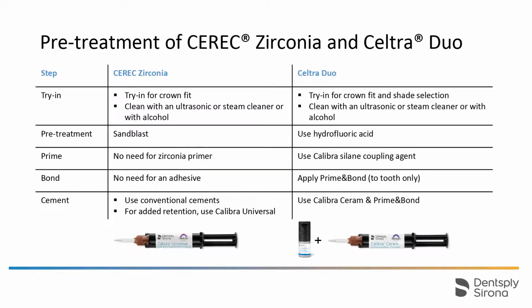This table once again shows an overview of what has been learned. Celtra Duo, a silicate or glass ceramic, should be etched, silanized, and adhesively luted. Sandblasting is suitable for Cerec zirconia, an oxide ceramic. Because of its high flexural strength, adhesive is not required for luting. In this case, Dentsply Sirona recommends Calibra Universal. Powder liquid cements are frequently used in the dental office.